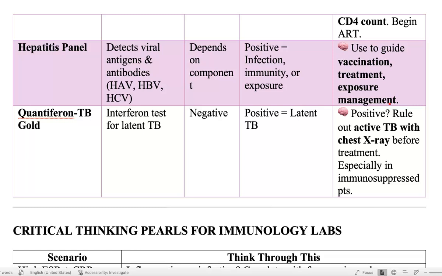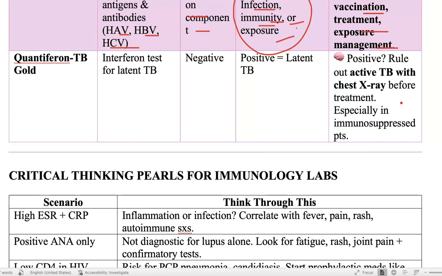Okay, now look, hepatitis panel is the next one. It detects viral antigens and antibodies, HAV, HBV, HCV. Depends on what component it is positive. Positive is equal to infection or immunity or exposure. We want it to be what? Negative. If it is positive, it means there is infection or immunity, or even you've been exposed to it. So use the guide vaccination, treatment, exposure management. That one is a little bit more broad than this.